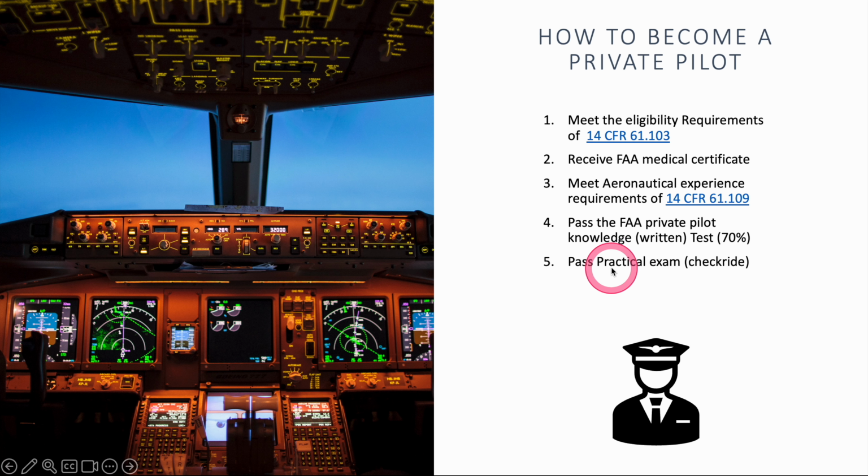Step number 5, pass your practical exam, also called a checkride. So once you've accomplished all this, you go take a practical test with an examiner. It's not your instructor. It's not an instructor at your flight school. It's somebody approved by the FAA to conduct these tests.